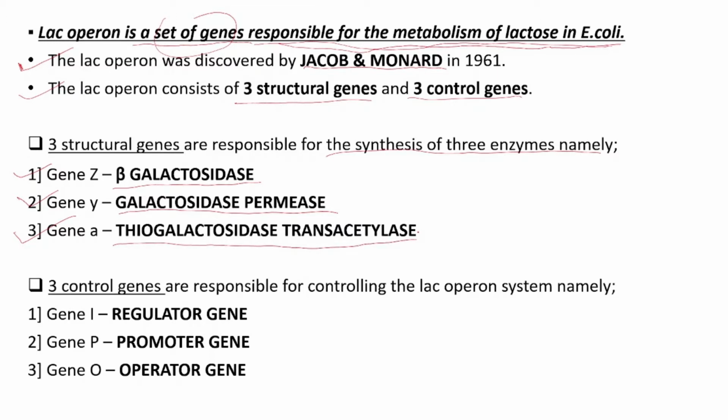There are three control genes. The three control genes are responsible for controlling the Lac Operon system, which are gene I, which acts as a regulator gene, gene P acts as a promoter gene, and gene O acts as an operator gene.